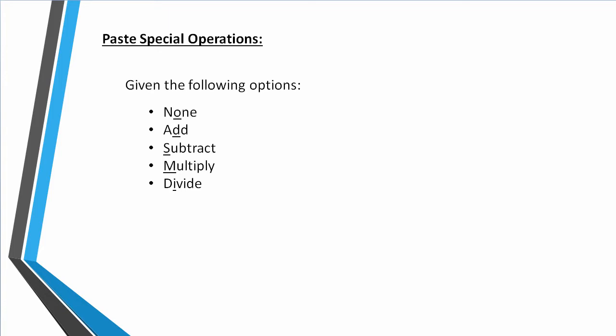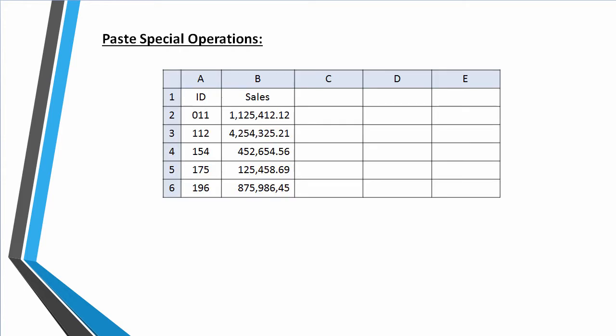Again, note that each of these words has a letter underlined. This underlined letter indicates what the shortcut key is to select this option quickly. For example, if you select I, it will select divide, or if you select S, it will select subtract. So what do each of these operations do exactly? Well, this is best illustrated with an example.